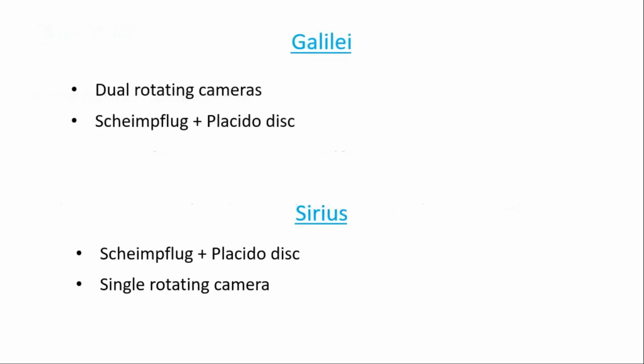So the other machines which are based on the Scheimpflug principle are Galilei and Sirius. These two machines have a common imaging technique based on Scheimpflug, and also include Placido disc reflection technology. The difference between the two machines is that Galilei has dual rotating cameras, but Sirius, similar to Pentacam, has a single rotating camera.